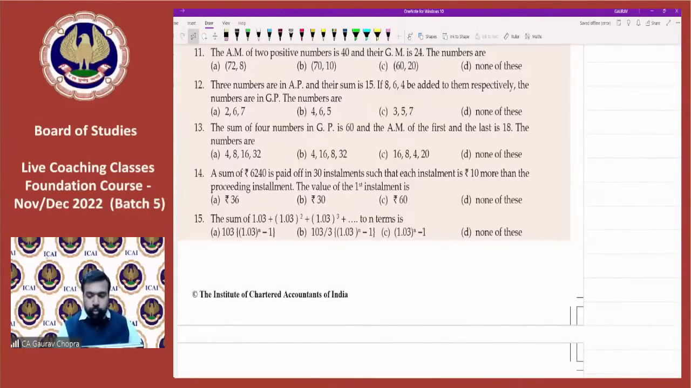Then let us solve one more question. We have the last 10 minutes, so let us try doing 1 to 2 questions. 14.1. A sum of rupees 6240 is paid off in 30 installments. We have to pay 6,240 in 30 installments, such that each installment is rupees 10 more than the preceding installment. That means the next installment is always more than the previous one. Then we have to find out the first installment.